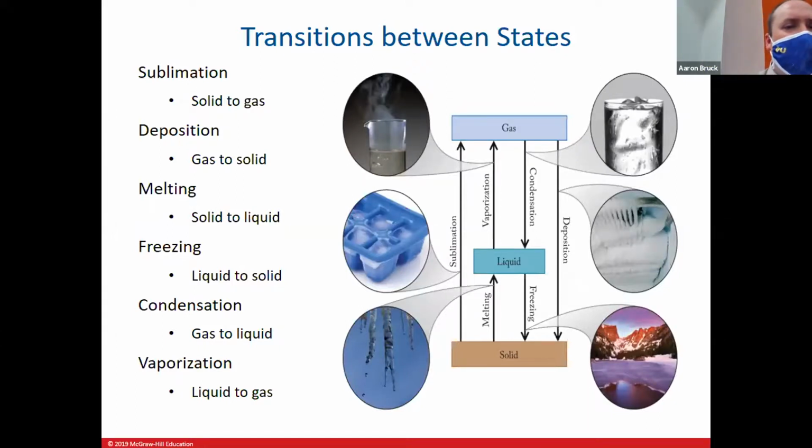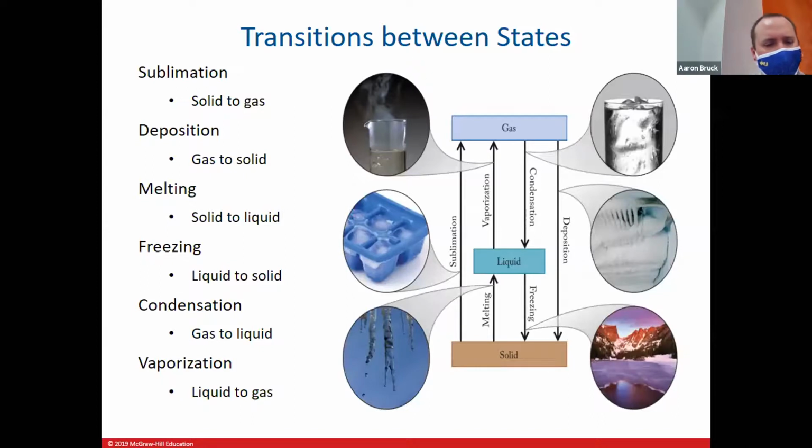When we change phases, we can see that there are 6 possibilities. Most of these things are ones that we are familiar with. For example, we know that melting and freezing are the processes between the solid phase and the liquid phase. We see them often. Condensation and vaporization are ones that we are also familiar with pretty well, going between liquid and gas, gas and liquid.